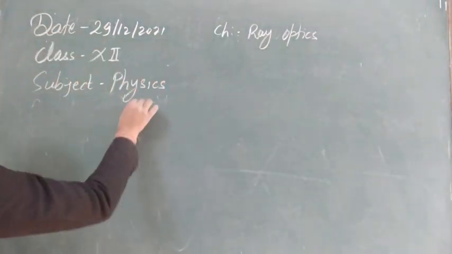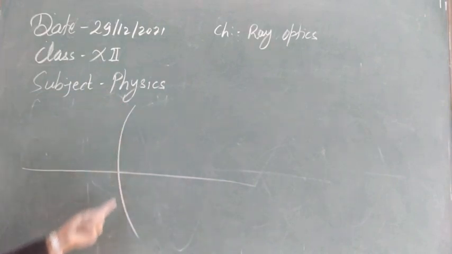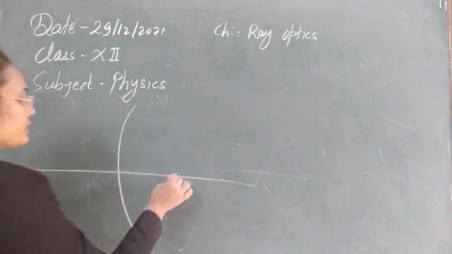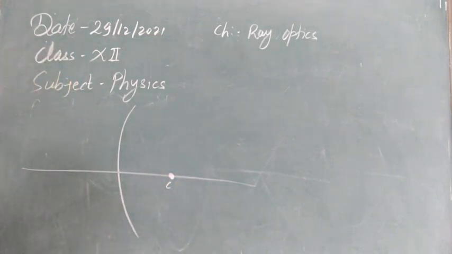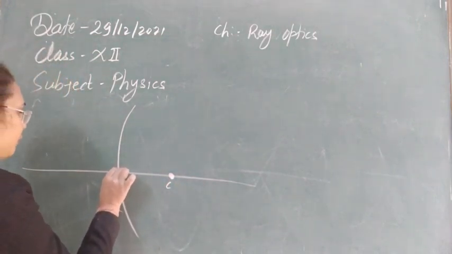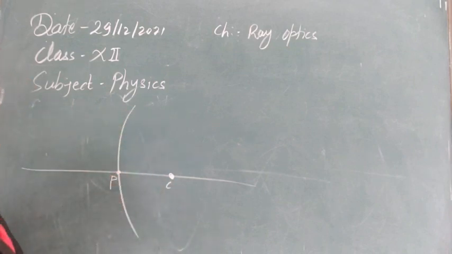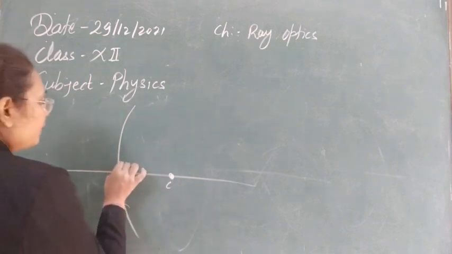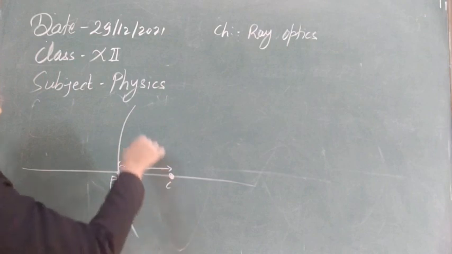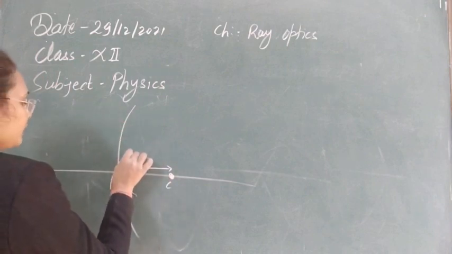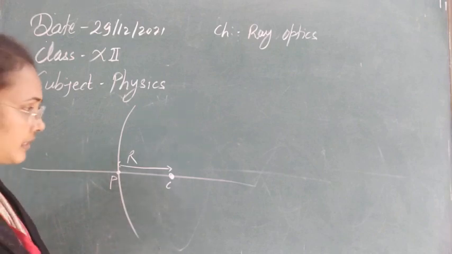Now as for the ray diagram, if I draw it, as I told you, this is a spherical surface, so it will obviously have some center. For example, let C be the center of this one. Now this point, the middle point of this surface where the principal axis meets it, is called the pole. The distance between the pole and the center of the spherical surface is denoted by R, and that is the radius of curvature of this spherical surface.